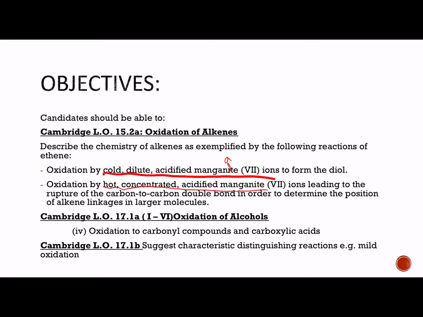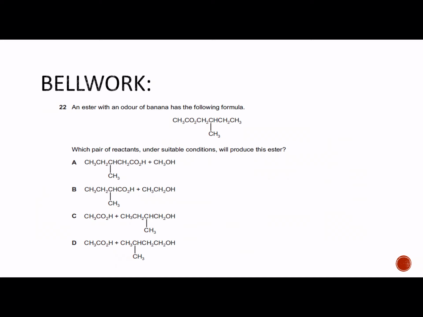And then with oxidation of alcohols, we're going to learn how to oxidize alcohols and what conditions we're looking for in order to do that. And then this last objective right here, we are going to save for another lesson: mild oxidation to favor the aldehyde instead of a carboxylic acid. Today we are going to really focus on those oxidation reactions. What do they look like? Predicting the products. A lot of your Cambridge questions for paper 2 are going to circulate around the organic part 2 section, being able to look at a reagent or a reactant and see what it does with an organic compound. So without further ado, let's go ahead and get started with bell work.